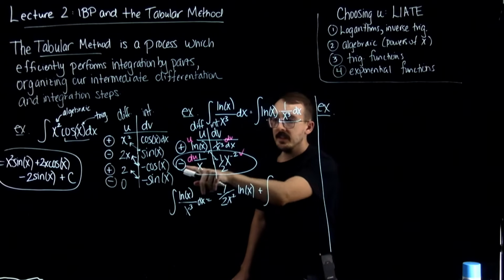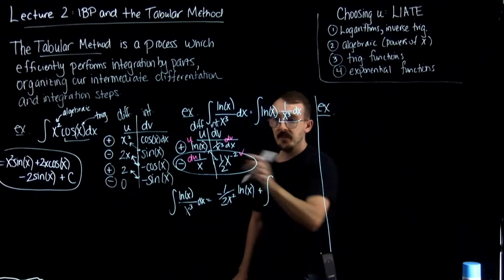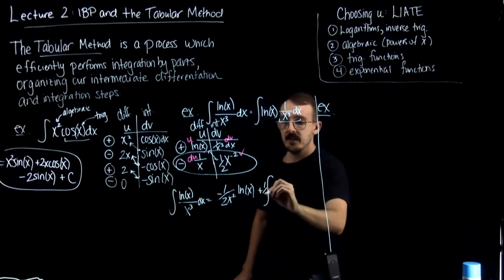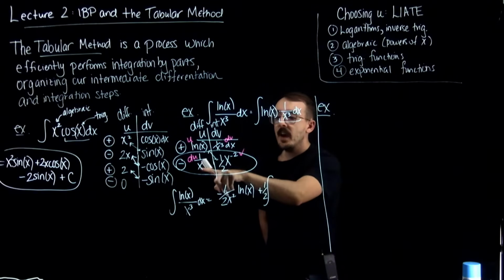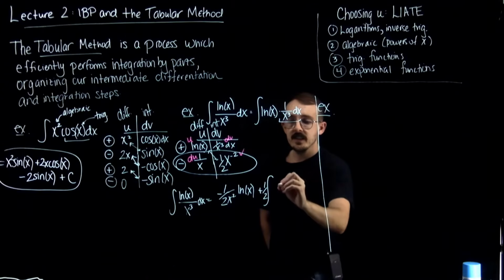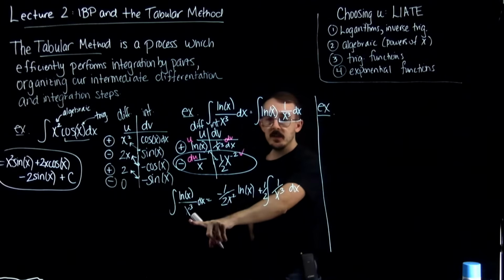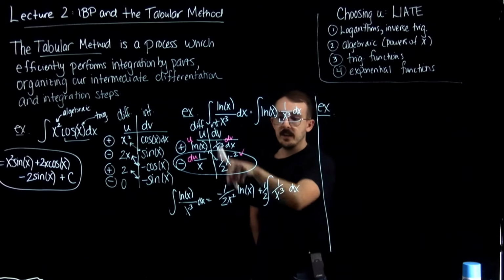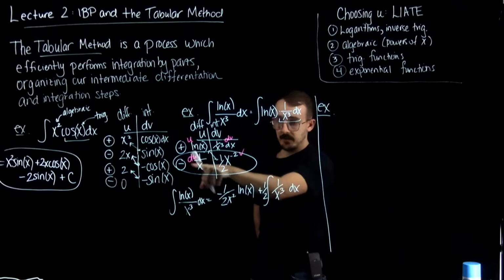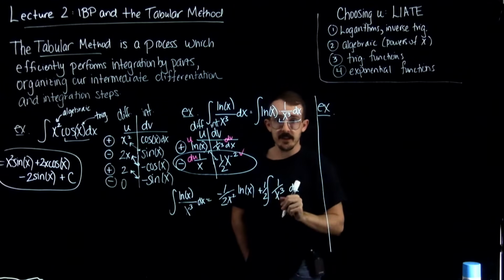So I'm going to get plus when these minus signs cancel. And I have 1/2. And then here I have x to the negative 1 and x to the negative 2. So that's 1 over x cubed dx. So the original integral is equal to this diagonal plus these multiplied together.